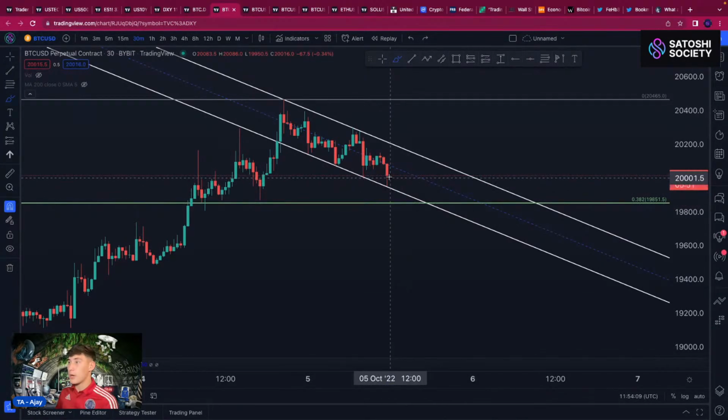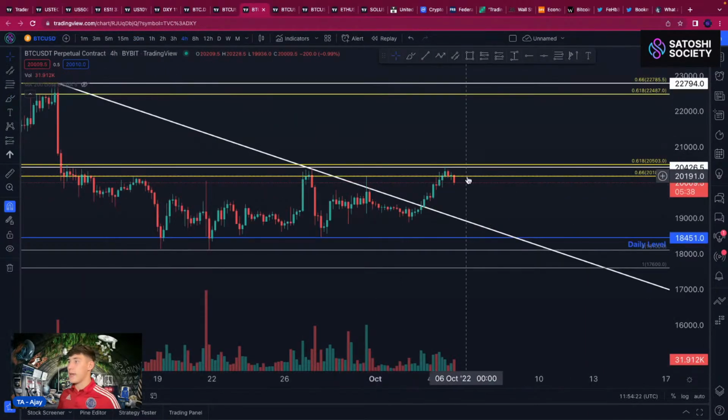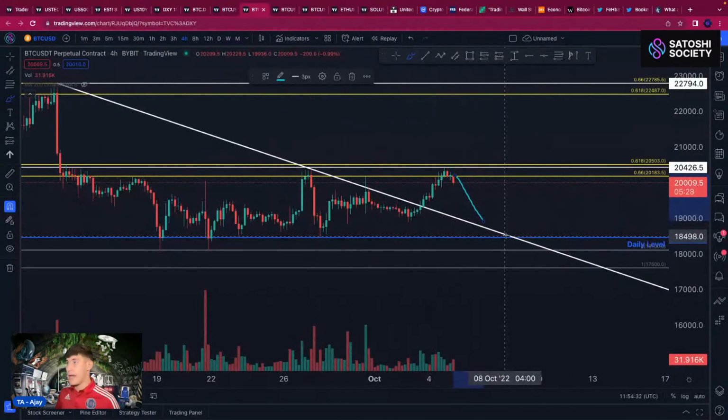So if we do get a break below this bull flag here, get a candle break below it like this, and then we move lower, then I will continue to keep this short position open, because the likelihood of it is that we are going to see a bigger correction from this resistance level here if we do break below that bull flag. So that's what I'll be looking at for my short position, and we could potentially come all the way back to this previous resistance on the 4 hour, which will obviously act as support.